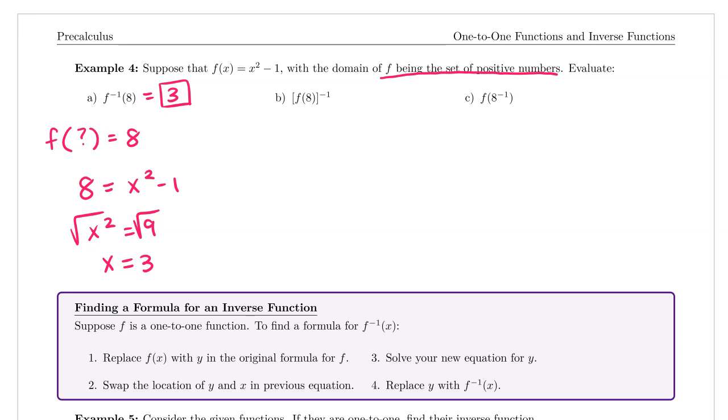Part B asks us to evaluate f of 8 to the negative 1 power. Hopefully you might recognize that this has nothing to do with inverse functions.